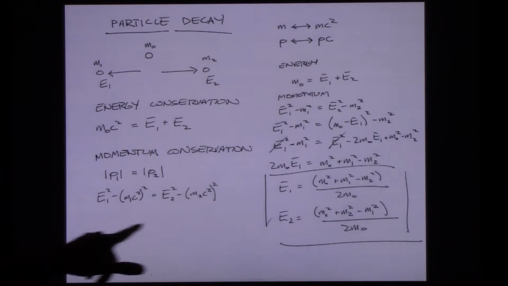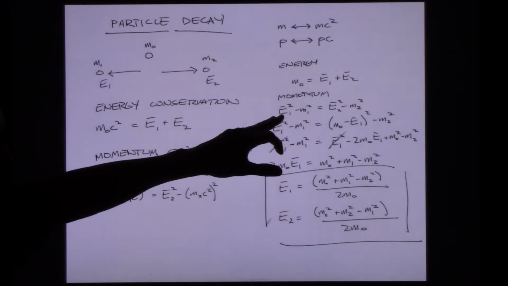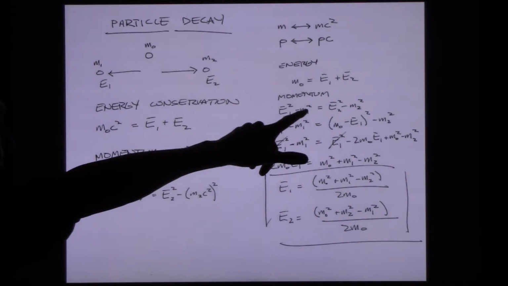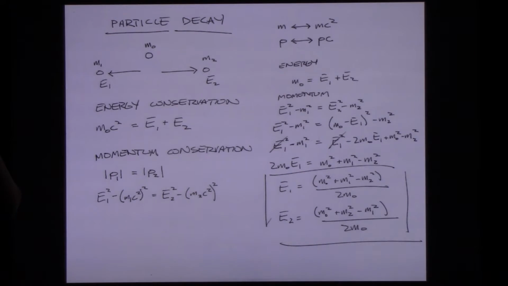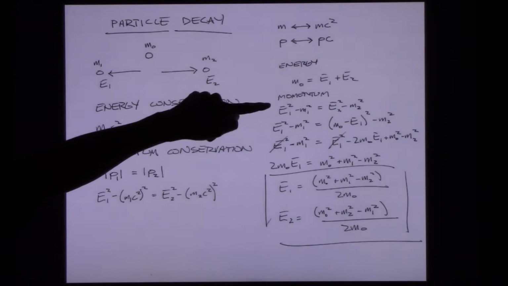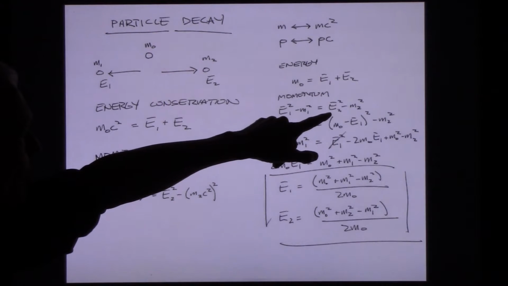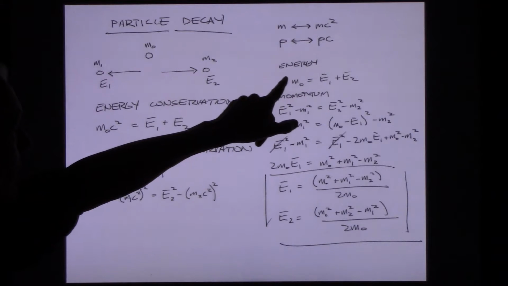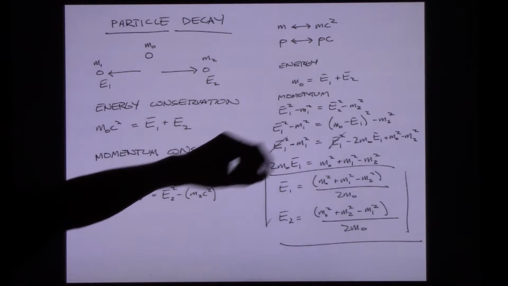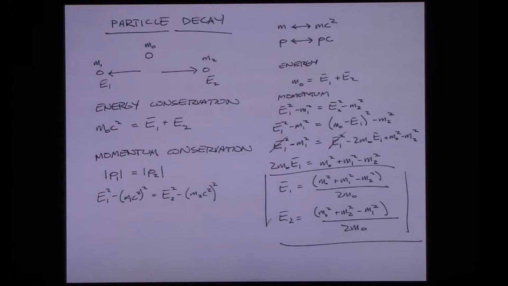For the formula here, I'm going to take out the c squareds, and again the formulas look easier, so I'm going to try this out. Now this is momentum conservation. What I'm going to do is remove E2 and replace it with m naught minus E1. That's just my standard algebra, substituting one variable for another.